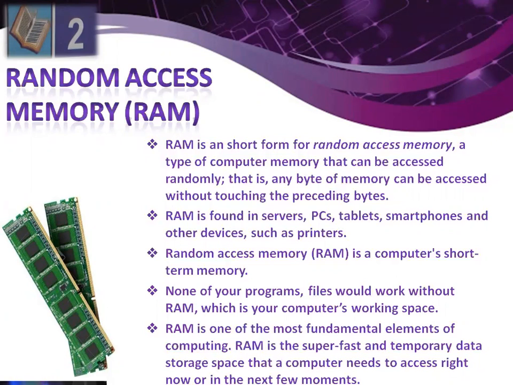RAM is found in servers, PCs, tablets, smartphones, and other devices such as printers. Random access memory is a computer's short-term memory. Short-term memory means that the time of saving data is short. When you turn off your computer, your data will wash out. That's why it is called volatile memory. None of your programs and files would work without RAM, which is your computer's working space. So if you did not have any RAM and any working space in your computer, you cannot load or open any file and program.